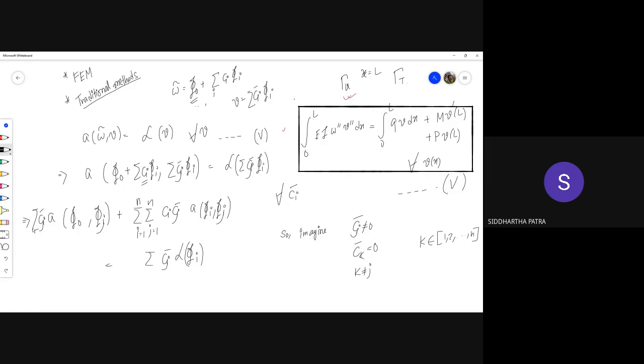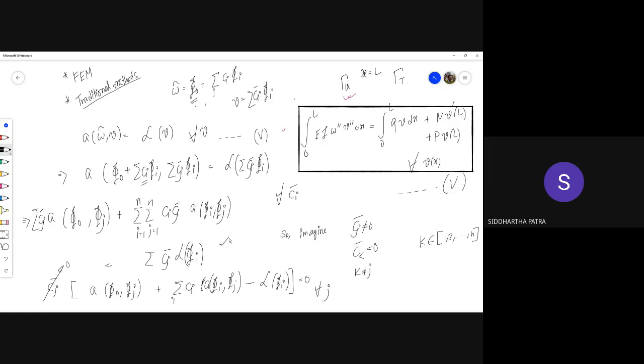Okay. So therefore, we don't have to go with the summation. We can only take the coefficients of CJ bar. And this is what is going to be true: A(phi 0, phi j) plus summation over I of ci A(phi I, phi j) minus a_l of phi I, to be equal to zero. And that is true for all j.